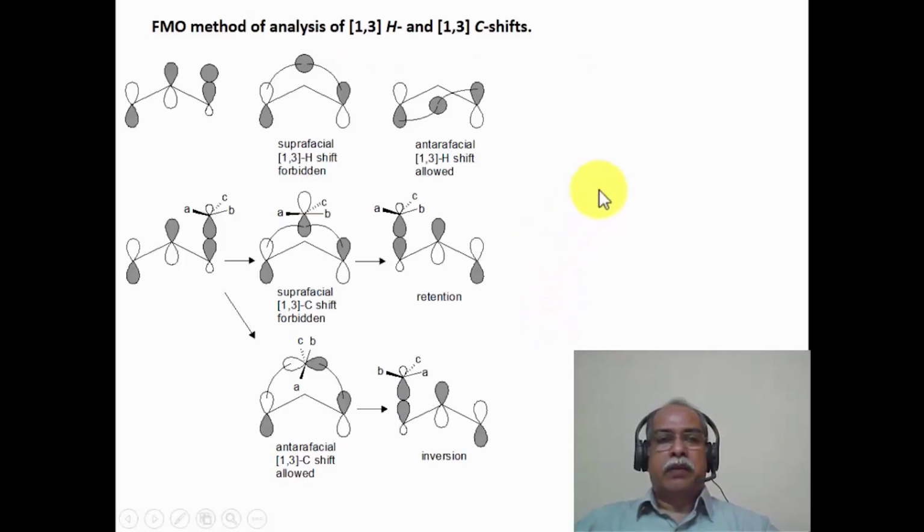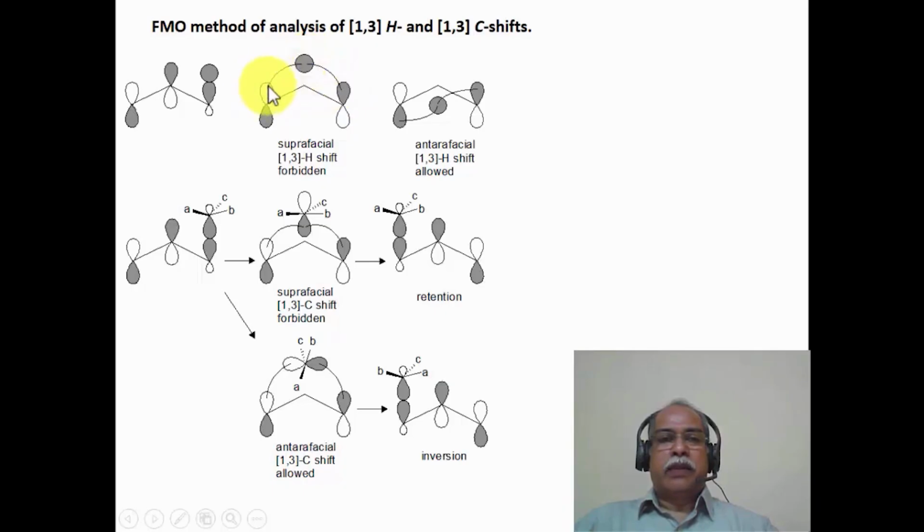Now let us use the frontier molecular orbital method of analysis for describing the 1,3 hydrogen shift and 1,3 carbon shift. Now if you look at this diagram, this essentially is a sigma bond, a carbon-hydrogen bond, that is represented. Hydrogen, remember, is a 1s electron, so it is approximated to be a spherical density of electron in this position. And this is a pi system representing the LUMO of the pi system and the HOMO of the CH bond.